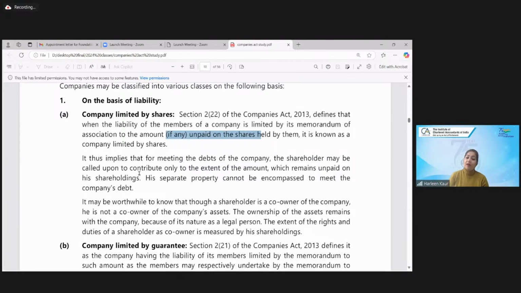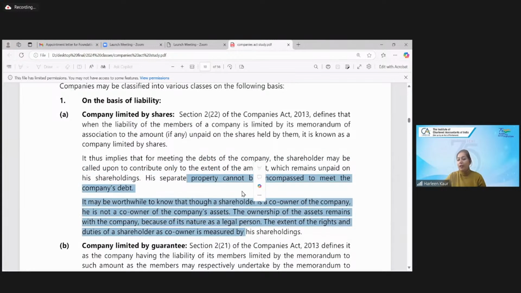So now you have understood. So liability is the unpaid on the shares, meaning how much balance is left to be paid by the shareholder. That is only his liability that can be called upon at any time during the lifetime of the company or during the winding up. For meeting the debts of the company, the shareholder may be called upon to pay this amount which is remaining unpaid on his shareholding. His separate property is not required to be paid.